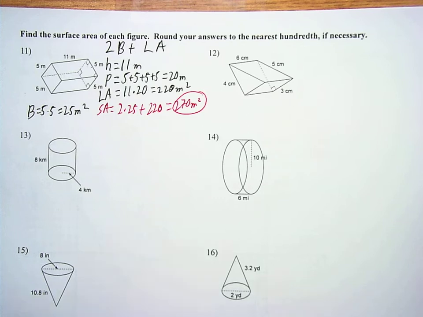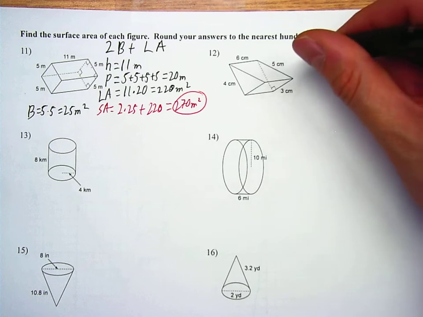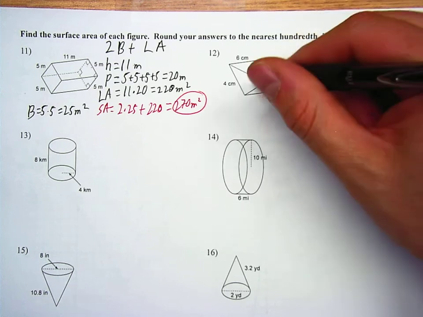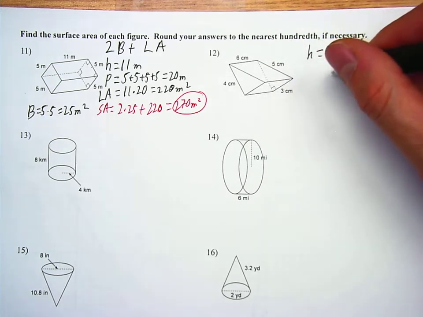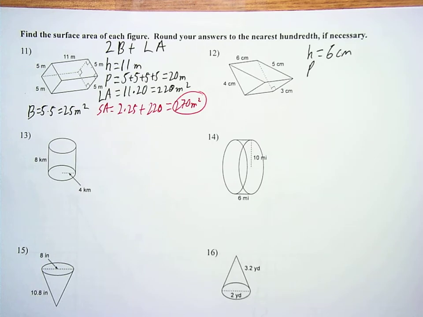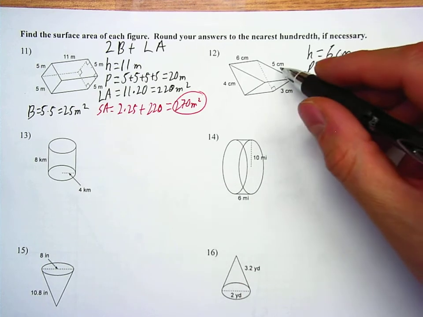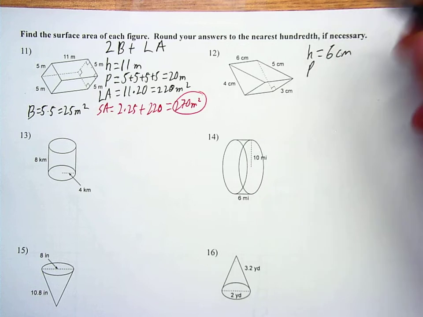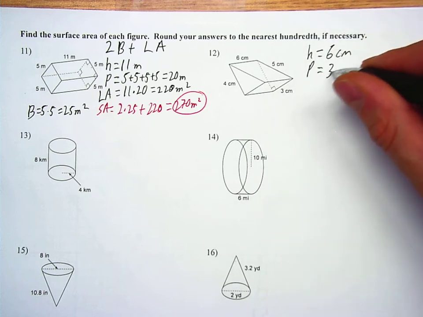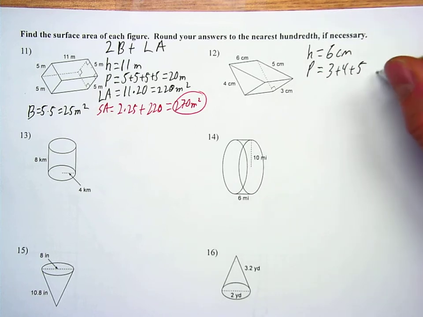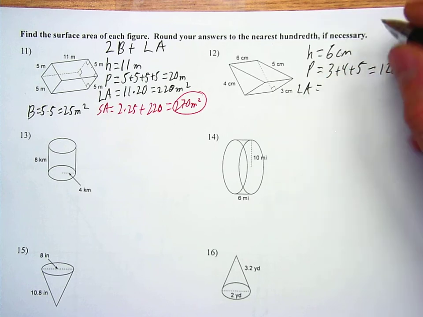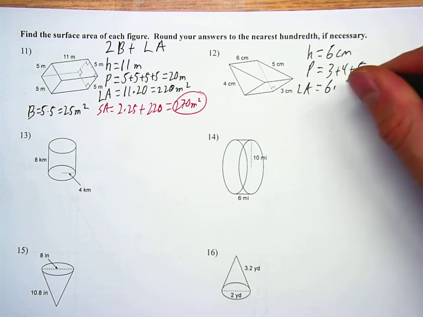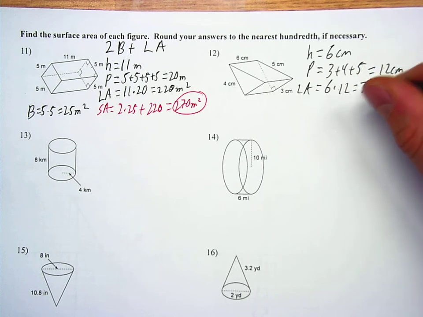So question 12, we're doing the same work. The height here, again, is the distance between the bases. The bases are triangular. So the height here is 6 centimeters. The perimeter is again, the triangular base, how long it is around it. So it's 3, 4, and 5 added together in this case. 3 plus 4 plus 5 for a total of 12 centimeters. The lateral area, again, is always equal to the height times the perimeter. 6 times 12. In this case, it's 72.